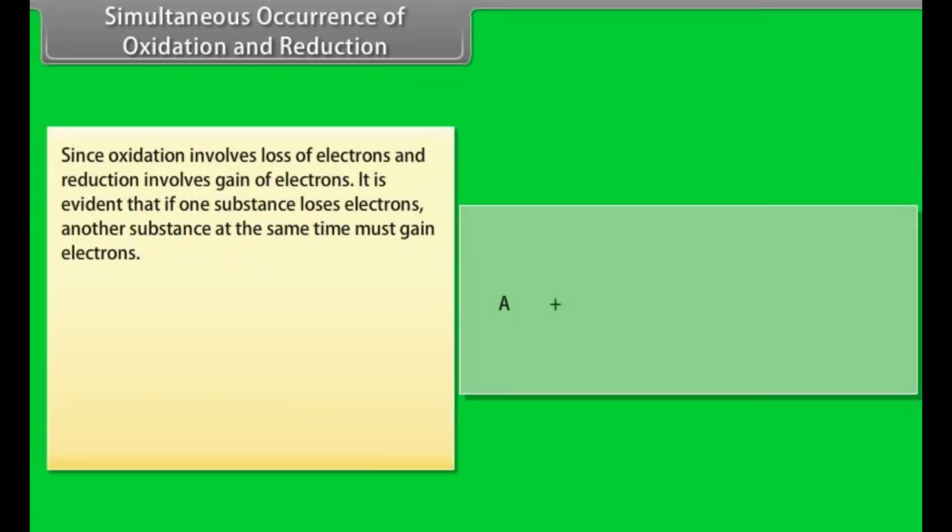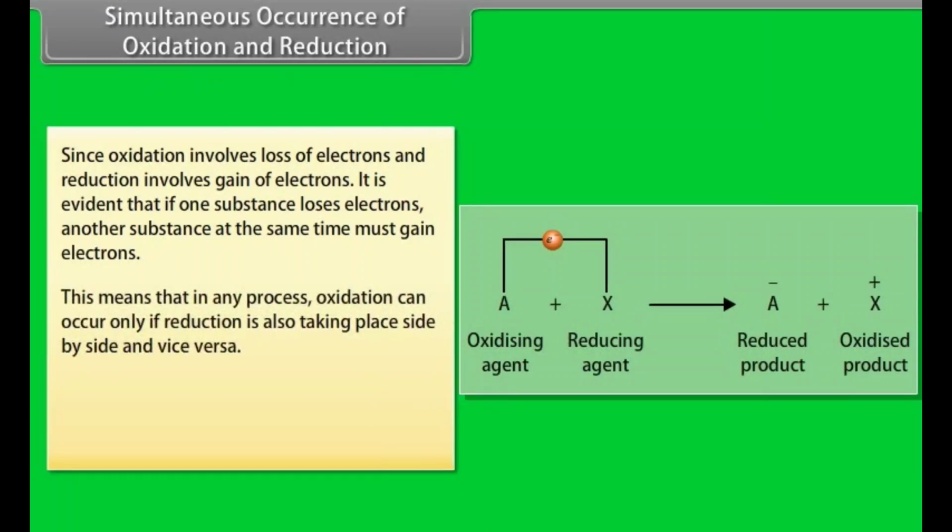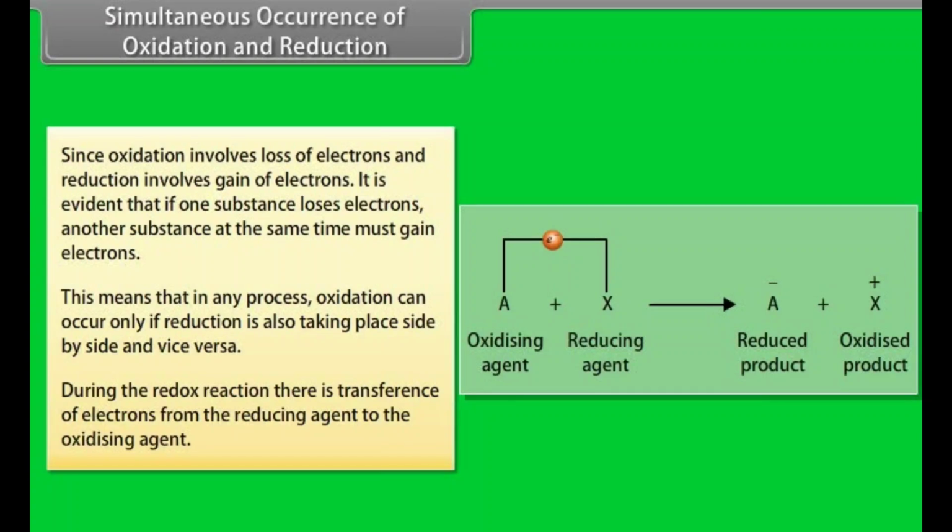Simultaneous occurrence of oxidation and reduction. Since oxidation involves loss of electrons and reduction involves gain of electrons, it is evident that if one substance loses electrons, another substance at the same time must gain electrons. This means that in any process, oxidation can occur only if reduction is also taking place side by side, and vice versa. During the redox reaction, there is transference of electrons from the reducing agent to the oxidizing agent.